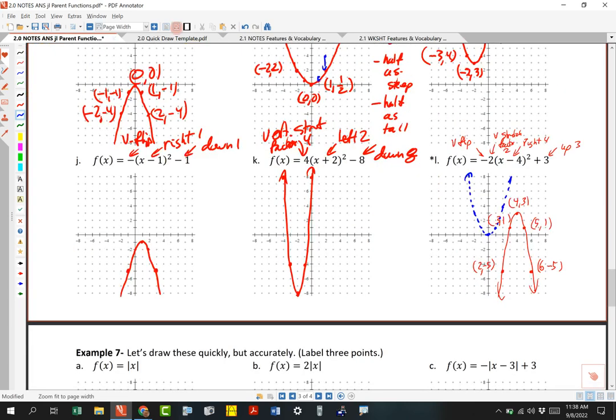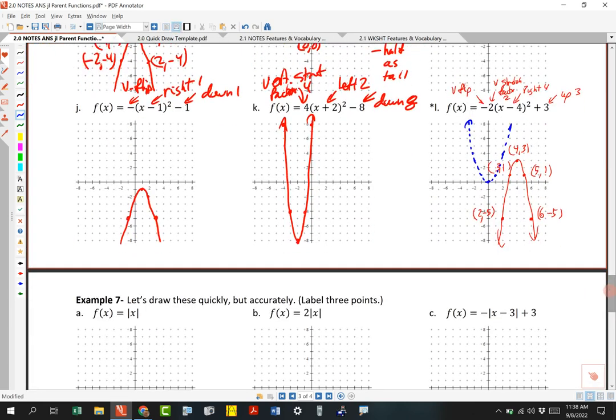I find this kind of helpful if we draw the original shape on there. Because can you see it got moved right 4, up 3? Can you see it got flipped upside down? And can you see it got vertically stretched, got steeper than it used to be? Everybody good? Okay, all right.